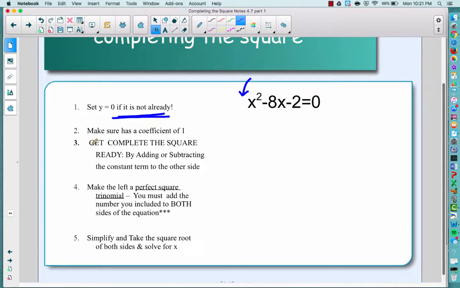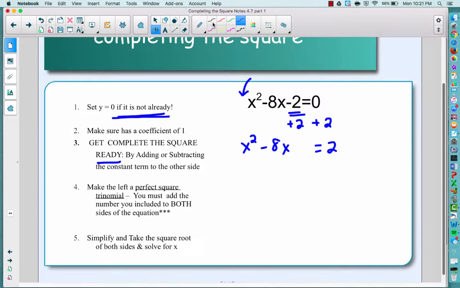All right. Then we're going to get it complete the square ready. To get it complete the square ready, we need to add 2 to both sides. We bring the constant to the other side. This is the constant term, so I add it to the other side. And then I leave room next to the 8x. Just like that.